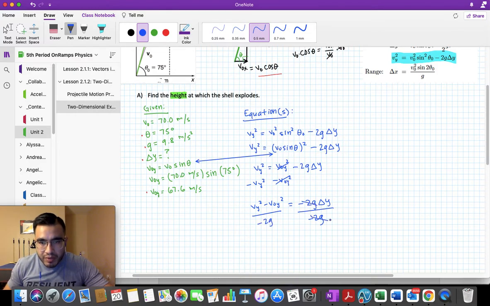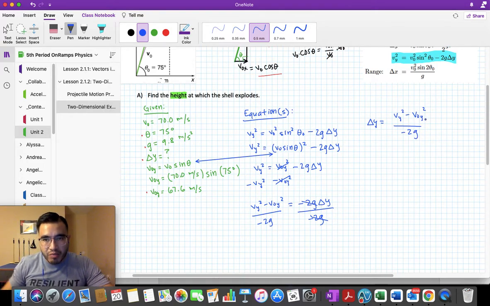This one cancels. And I'm going to write down my solved equation over here. Delta y is equal to v final y squared minus velocity naught y squared, divided by negative 2 times acceleration due to gravity.